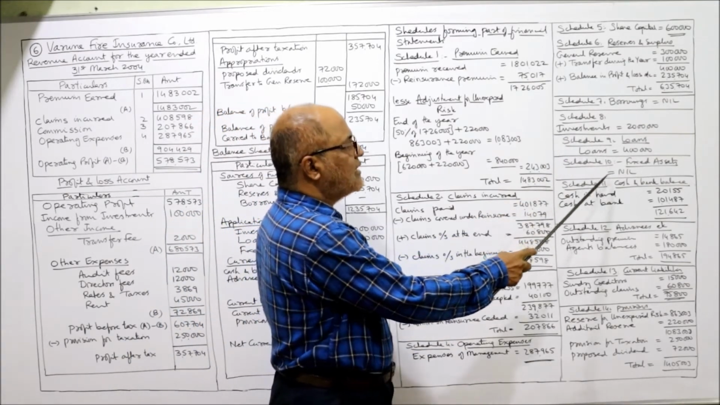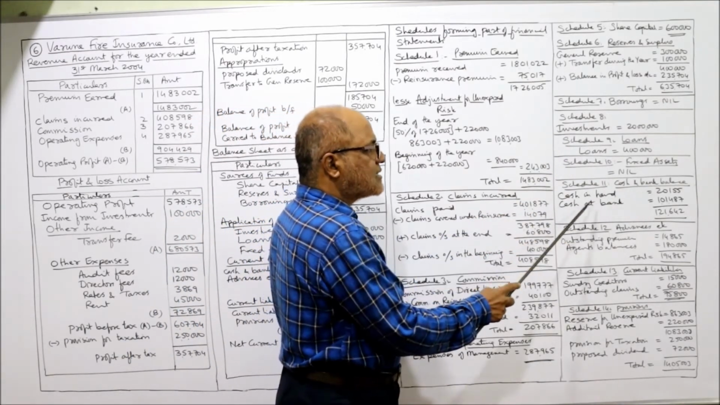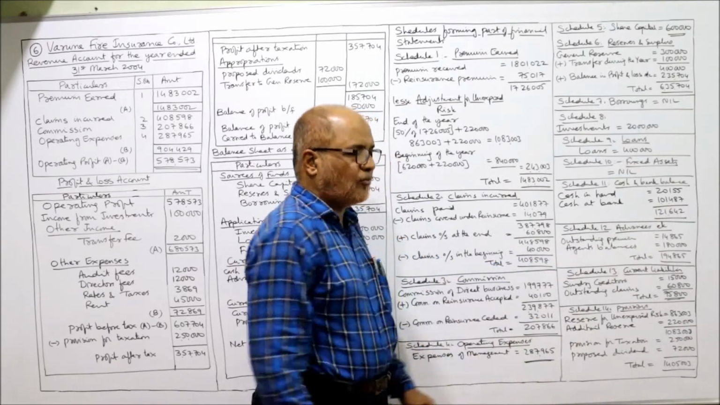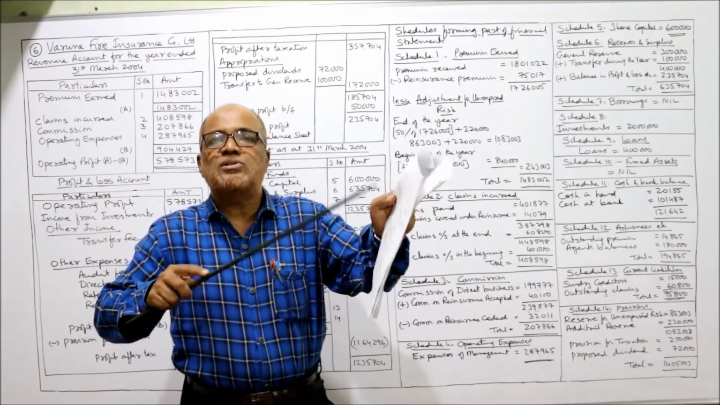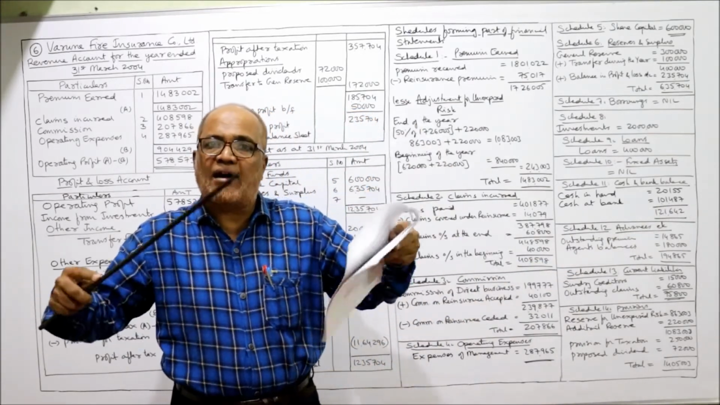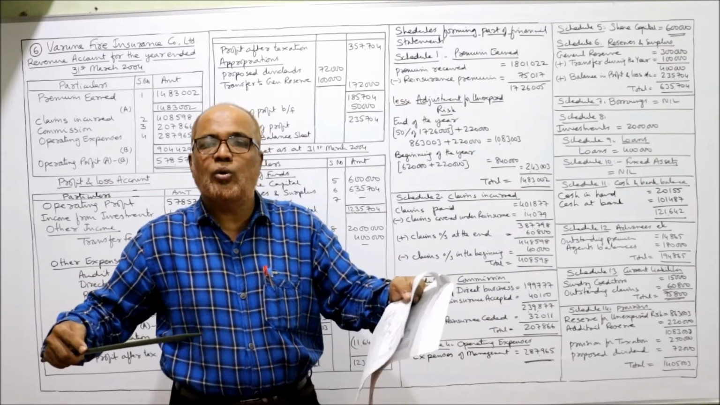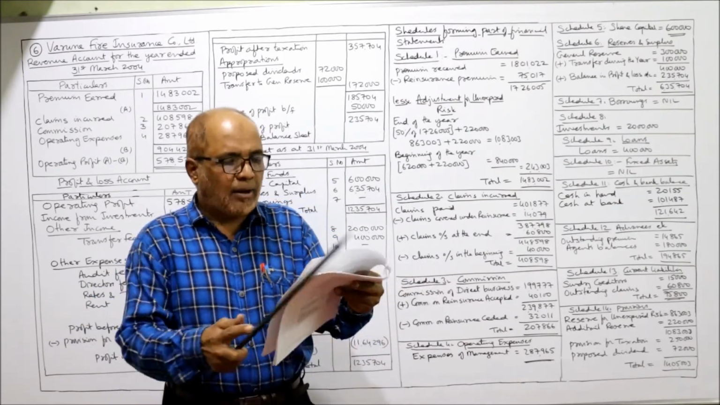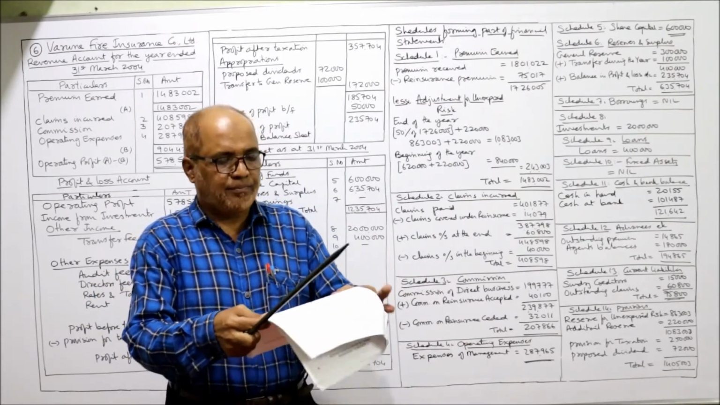11th schedule, you can see here, cash and bank balances, cash at bank, 1,01,487. So all the items which are given in the trial balance, I have read and explained where they will come. Now I am coming to the adjustments.